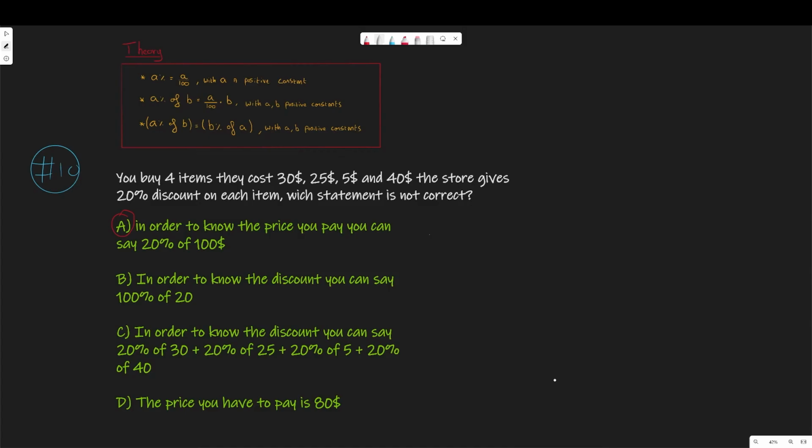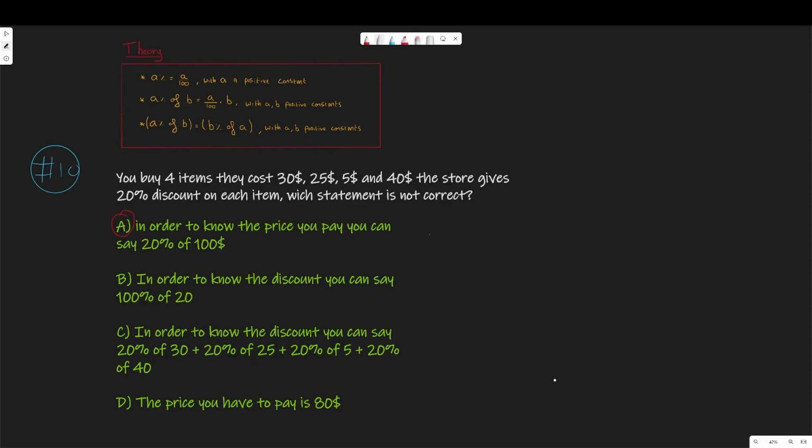In order to know the discount, you can say 100% of 20. Well, as we discussed above, this will be in fact correct, because 100% of 20 is the same as 20% of 100, and this will give us just 20, which is the right answer for calculating the discount. Now for C, if you want to know the discount, you can take 20% out of each item separately.